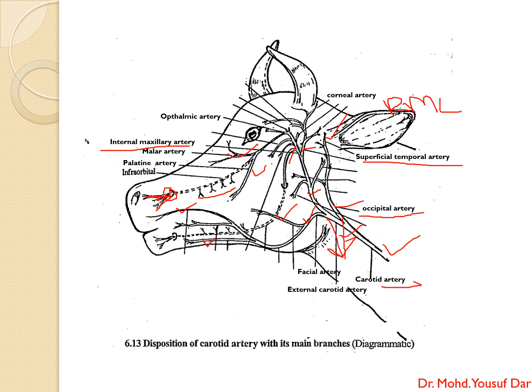This is the malar artery. It divides into this ascending branch, which supplies the upper eyelid. This is the descending branch. This is the nasal artery, which supplies the nostrils and the muscles of the nostrils. So these are the different branches of the common carotid artery.